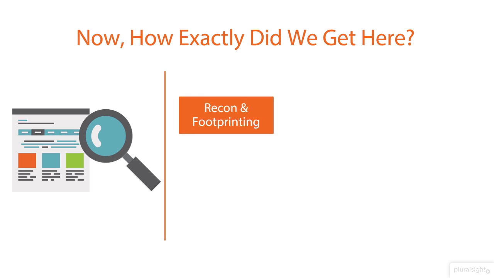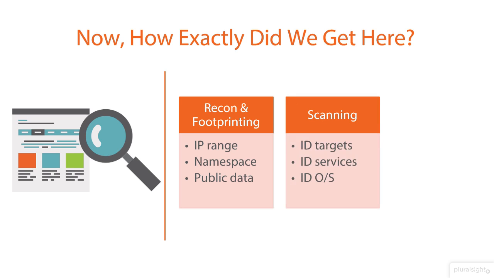We then went through and took a look at reconnaissance and footprinting. In that course, we took you through the process of coming up with a target, finding out its IP address range, looking at its DNS namespace, as well as other public data that could help us focus in on our target itself. Then we went through the scanning course and talked about how to scan the network.